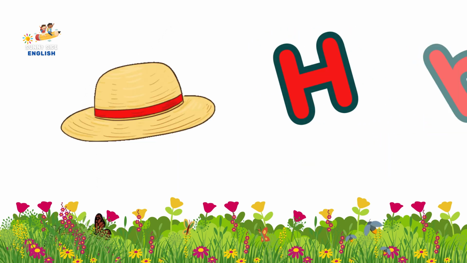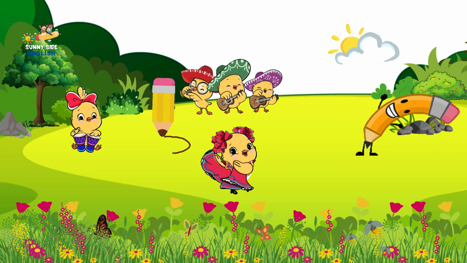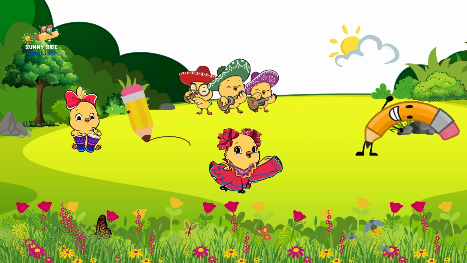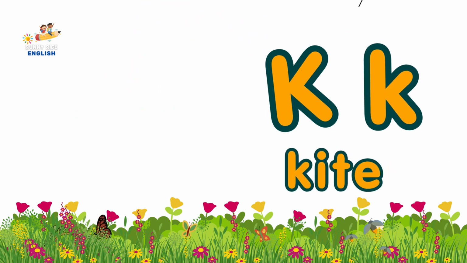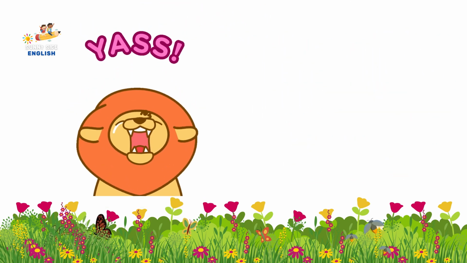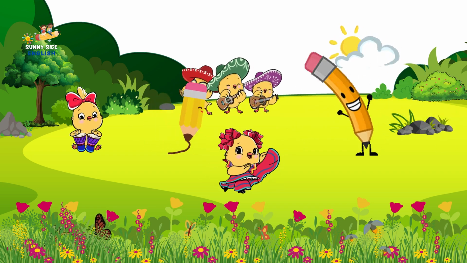G is for goat, H is for hat, I is for ice cream. How fun is that? Sing it loud, sing it free. J is for jump, K is for kite, L is for lion. Shout it with delight. Sing it loud, sing it free.